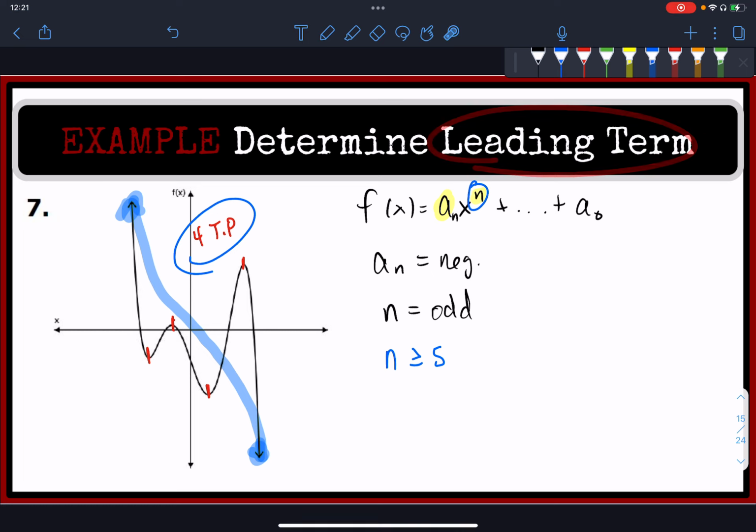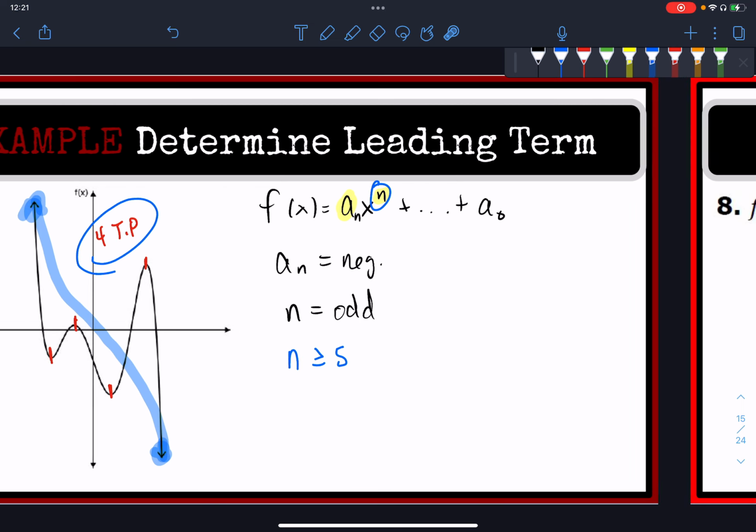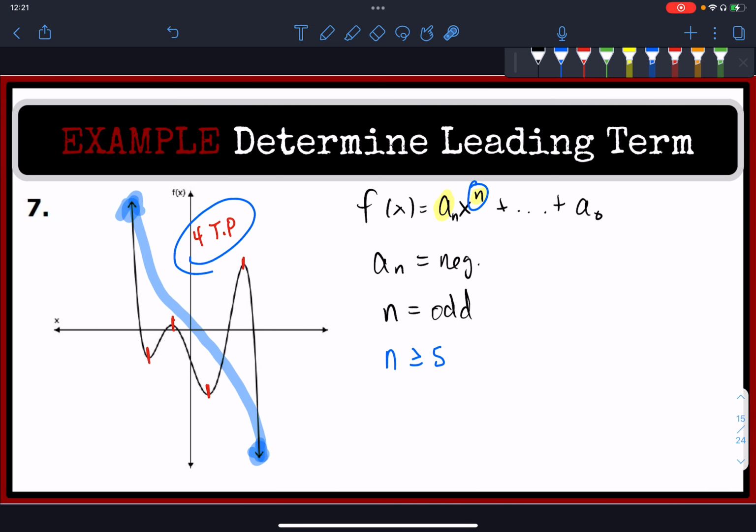We can identify that about this situation here: this number has to be some negative number, and the exponent is going to be an odd number greater than or equal to 5. So 5, 7, 9, any of those will work. Now, in order to figure out the actual value, of course, we would have to know more information, like where we're crossing the x-axis or something else, but we're not going to go that far.